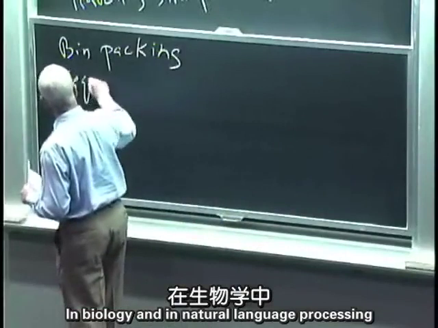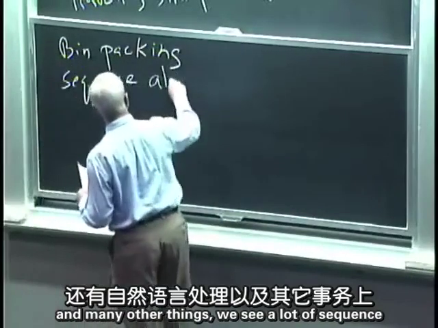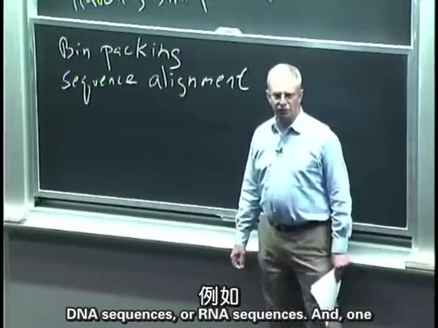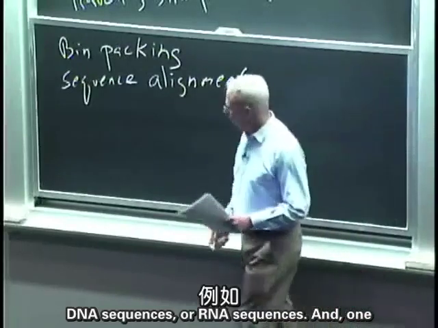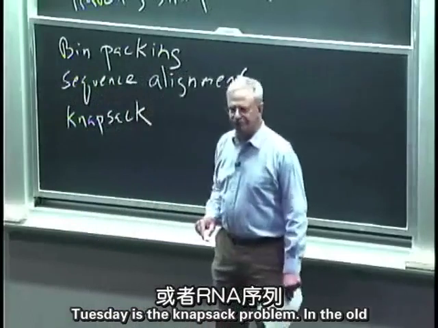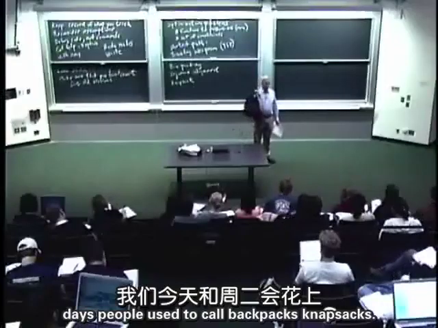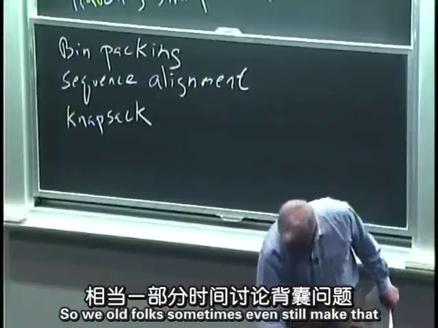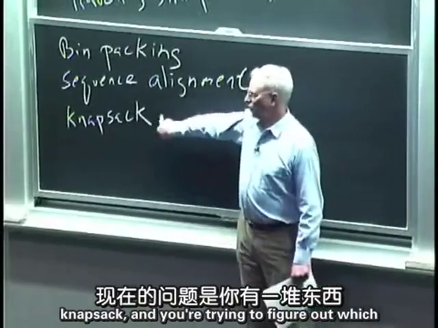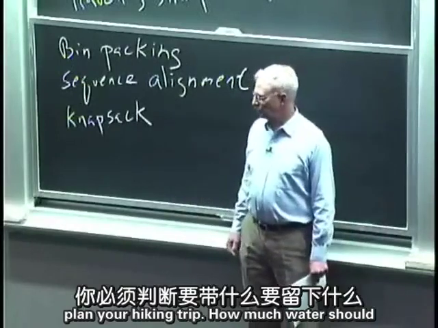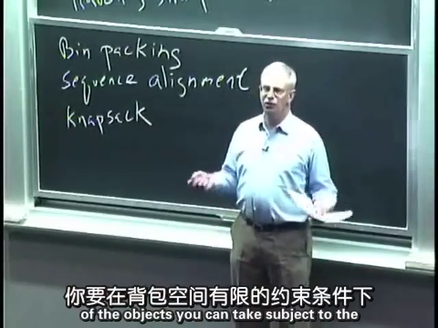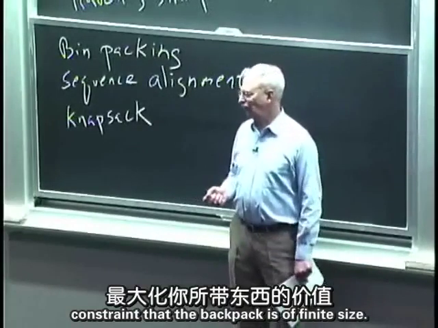In biology and in natural language processing and many other areas, we see a lot of sequence alignment problems, for example, aligning DNA sequences or RNA sequences. And one we'll spend a fair amount of time on today and Tuesday is the knapsack problem. In the old days, people used to call backpacks knapsacks, so we old folks sometimes even still make that mistake. The problem there is you've got a bunch of things, more than will fit into the knapsack, and you're trying to figure out which things to take and which things to leave as you plan your hiking trip. How much water should you take, how many blankets, how much food, and you're trying to optimize the value of the objects you can take subject to the constraint that the backpack is of finite size.